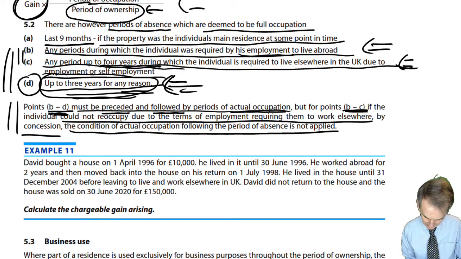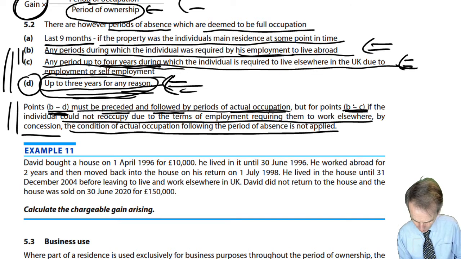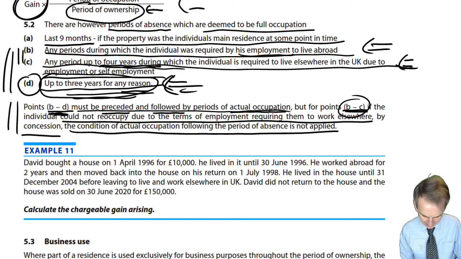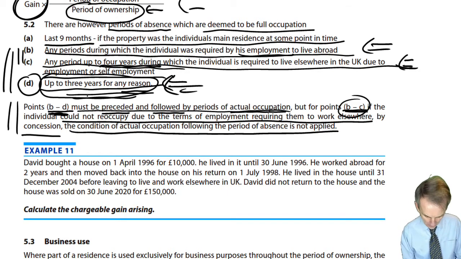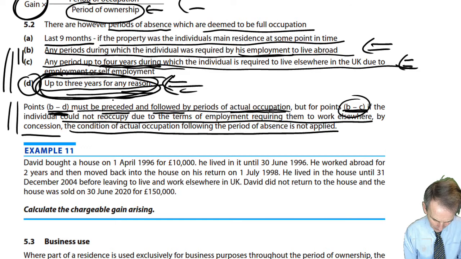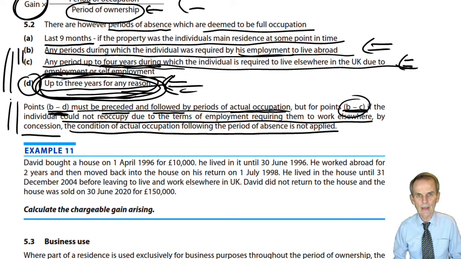Because as we've seen here, points B to D, preceded and followed by periods of actual occupation, but it was only points B and C that had the concession that I didn't actually have to return to the property to get that deemed occupation. But if I want this one, up to 3 years for any reason, then that does require me to take up actual occupation prior to disposal of the property.